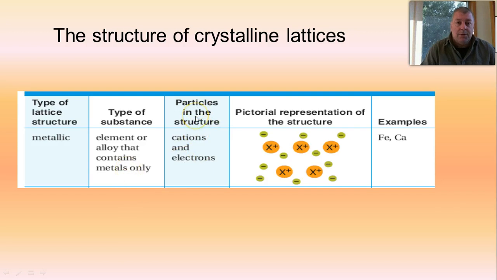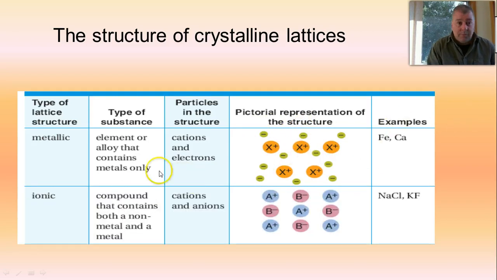What is the structure made up of? Well, it's cations and electrons. The delocalized electrons and the cations. And this is our representation where we've got our cations in an ordered arrangement, but our delocalized electrons are whizzing around. And there's some examples. Get the idea? So for ionic, what's the type of substance? It contains a non-metal with a metal atoms. It contains cations and anions.